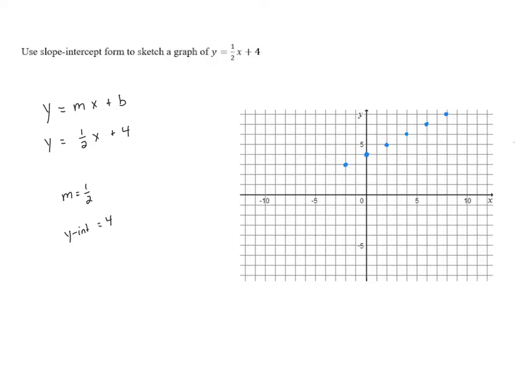And then we can keep going. From there, we can go down 1 to the left 2. And that gives us another point. And we can keep going. We're just drawing more points on the same line so that our line can be more accurate.